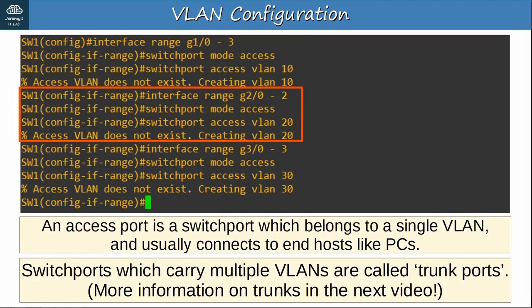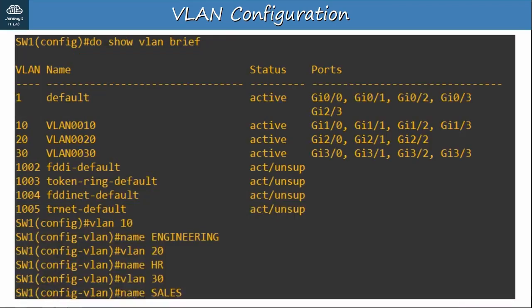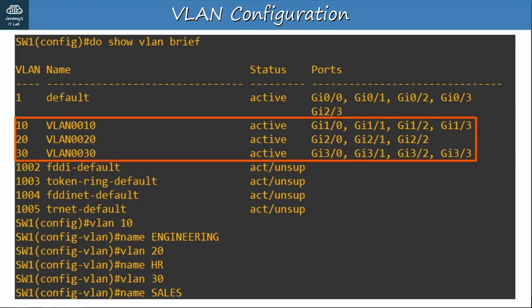Next, I again use the interface range command to configure all of the VLAN 20 interfaces at once. I use the same switchport mode access command, then switchport access vlan 20 to assign the interfaces to VLAN 20. Finally, I did the same for VLAN 30, and once again, the VLAN was created automatically. So, I used the show vlan brief command once again, and here you can see the 3 VLANs we created, and the ports we assigned to each VLAN. Notice the default names of each VLAN. Let's change those to make it more understandable.